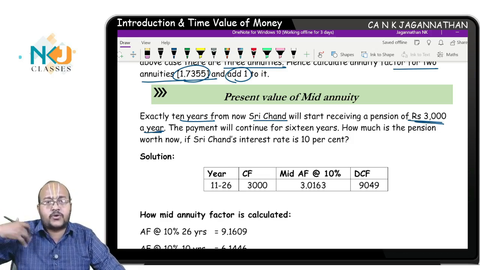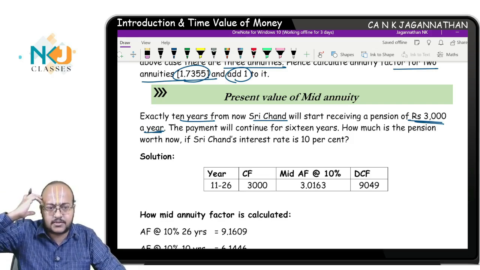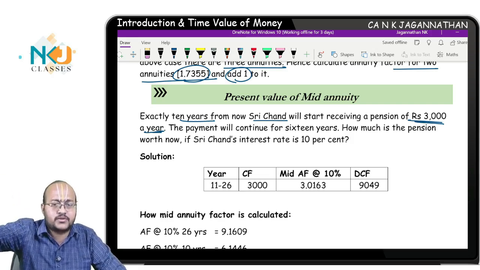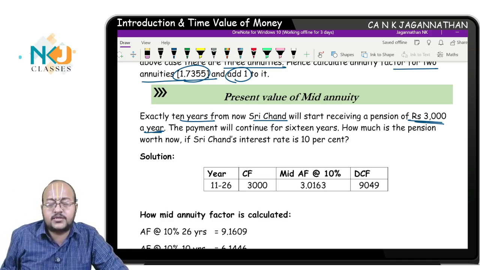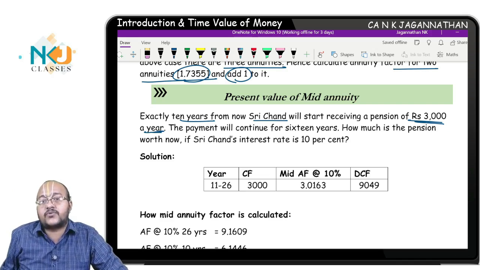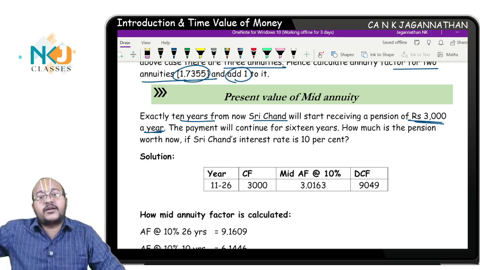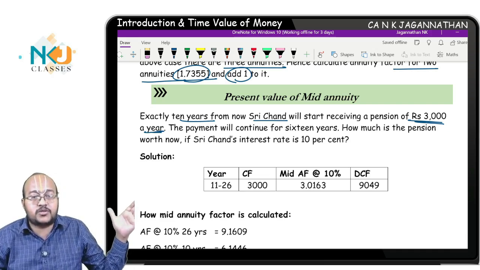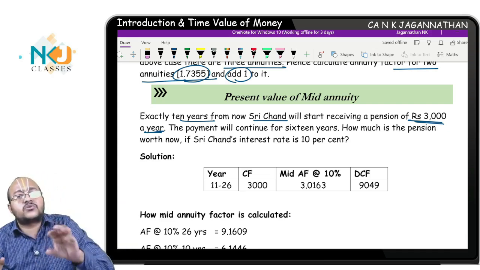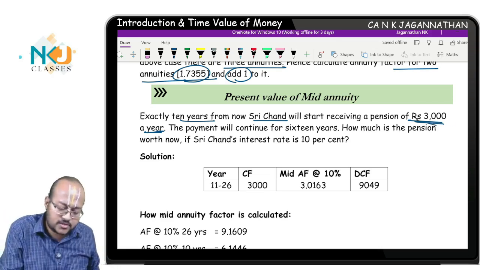Pension: assume you are 40 years of age and you are going to receive a uniform pension after 60 years, which means after 20 years, for a period of another 20 years. Today you are 40 years of age, and your pension is going to start from 60 years, not from today. After 20 years it is going to start, and it is going to be paid for another 20 years, which means the overall time frame is 40 years, out of which for the first 20 years you will receive nothing. After 20 years you will start receiving 3,000 every year.